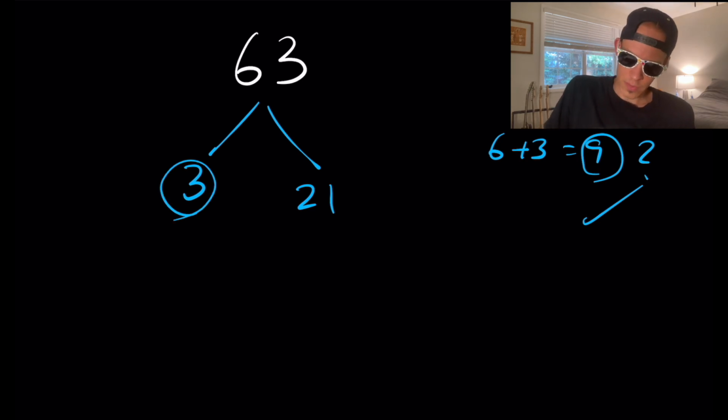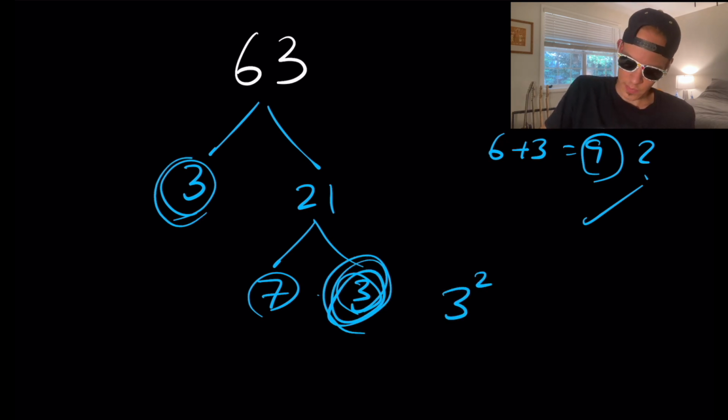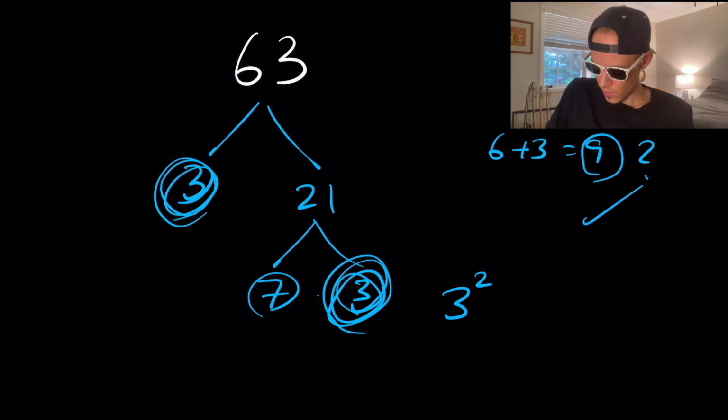So 3 is a prime number, so I'll circle it. And then 21, if you watch football, you should know that that's 3 touchdowns with the extra points. So assuming a touchdown is 7 points, that's 3 touchdowns, or 7 times 3. And then both of those numbers are prime numbers, so our prime factorization here is going to be 3 squared, because I got the 3 times 3 here, and then times 7.